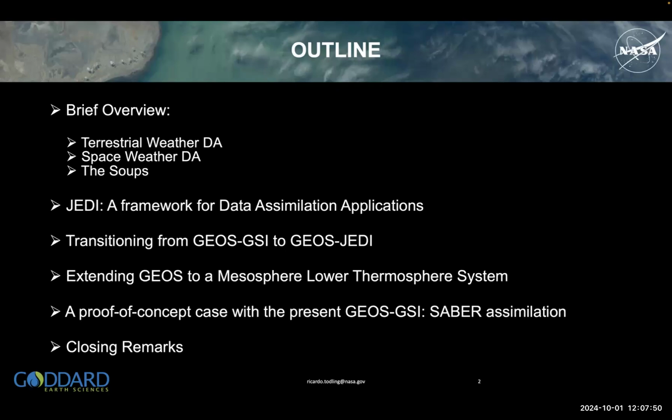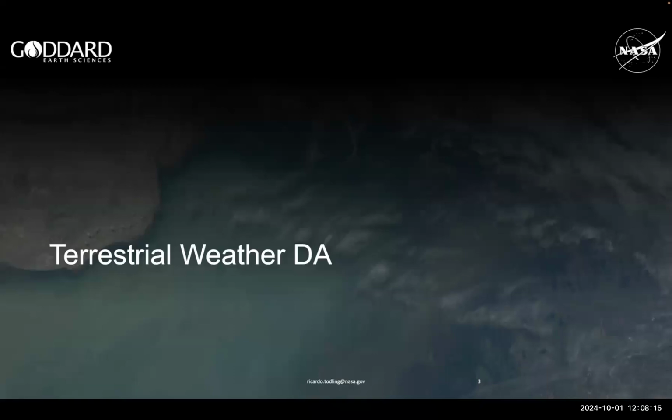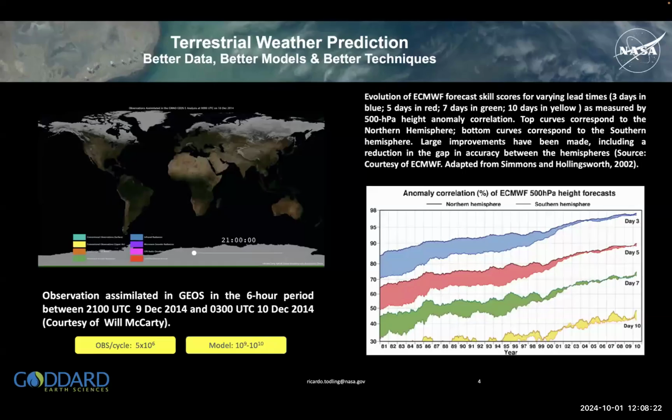So I'll talk about DA in general, very, very quickly, and then I'll talk about GEDI. I'll talk about this transition of GEOS slowly toward a whole atmosphere model, but we're going to go in stages. And then I'll talk about a little proof of concept of an application we just recently did, and then close the talk.